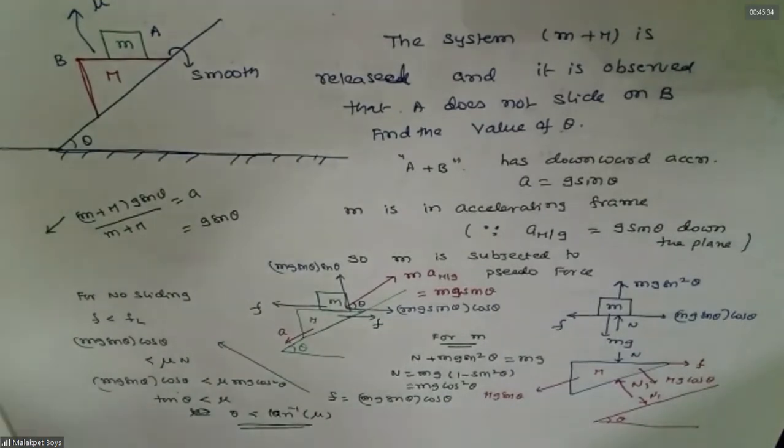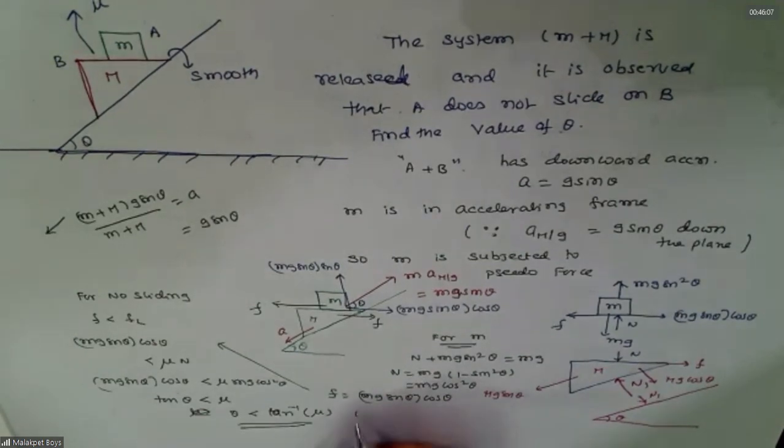Any doubts, man? Sir, so then what will be the addition? Sir, given value, we have to write theta less than tan inverse mu. That's all, no? It is saying find the value of theta. So what is the maximum value of theta it is saying? Okay. You write this.